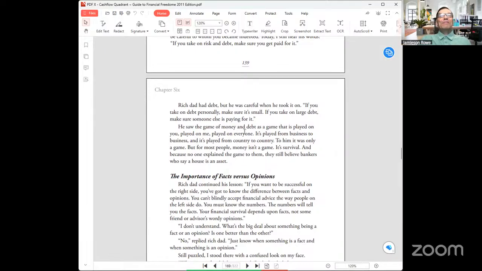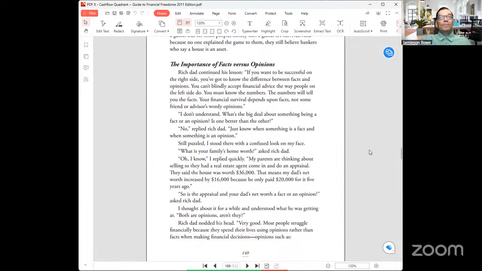He saw the game of money and debt as a game that is played on you, played on me, and played on everyone. It's played from business to business and from country to country. To him, it was only a game. But for most people, money isn't a game, it's survival. And because no one explained the game to them, they still believe bankers who say their house is an asset.